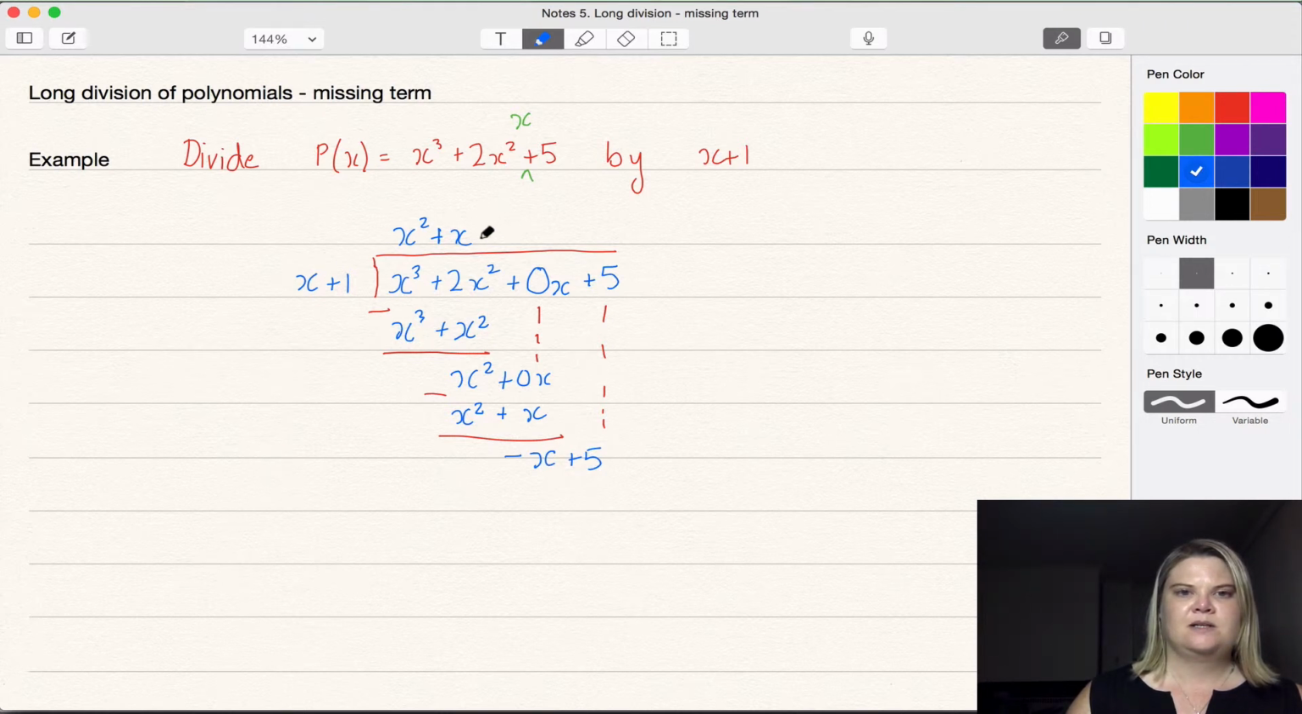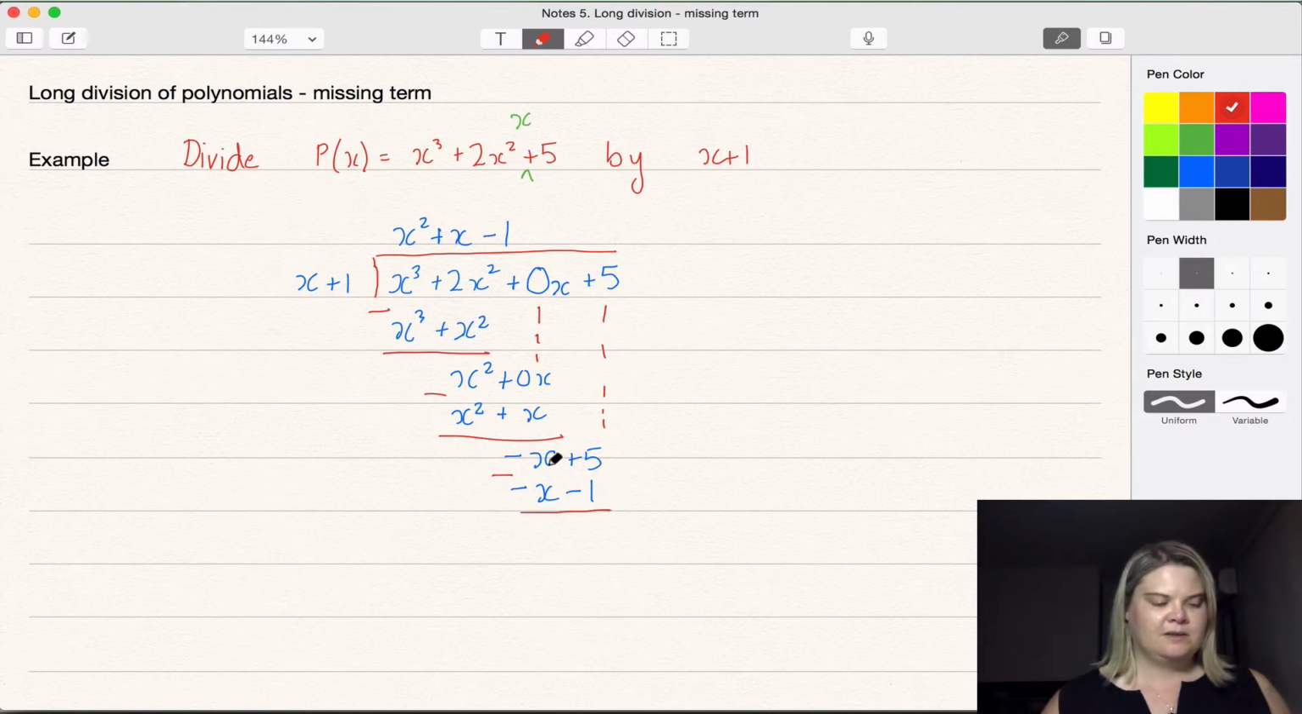Negative x into negative x is negative 1. Negative 1 times x is negative x. Negative 1 times 1 is negative 1. Draw a line, subtract. 5 take away negative 1. If you need to write it off to the side, 5 take away negative 1 is 5 plus 1, which is 6. And that's our remainder at the end.